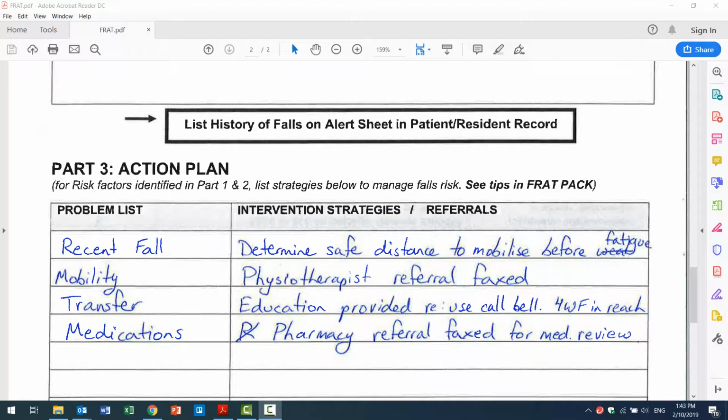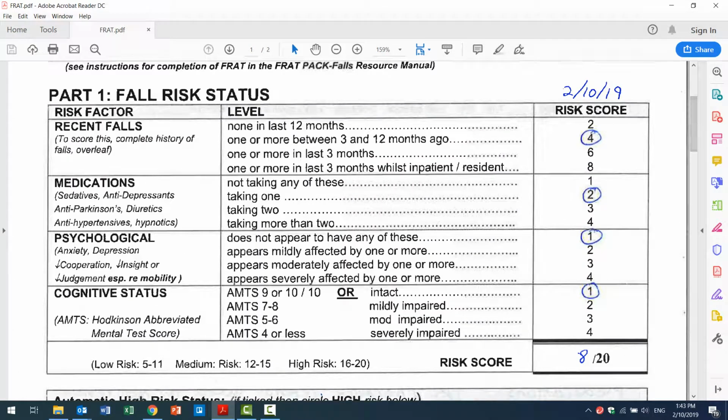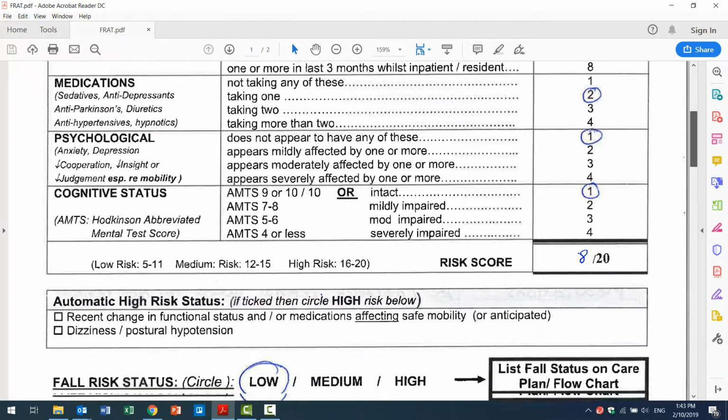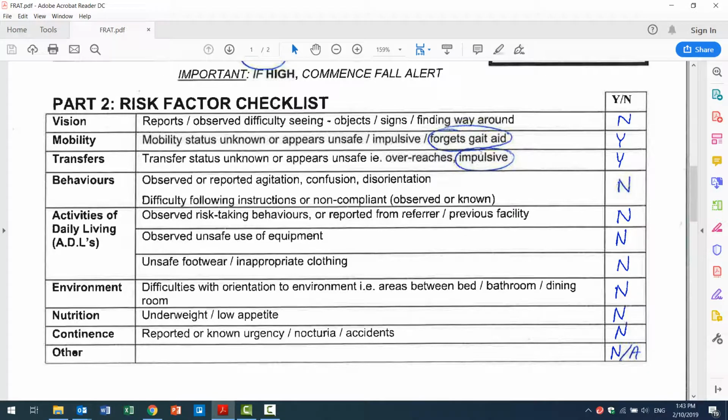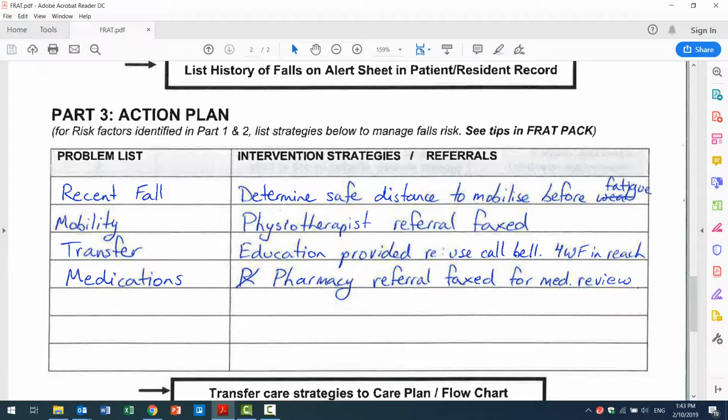So the action plan is based on that first page where we completed part 1 and part 2. So for every section in part 1 and part 2, so looking back to the first page here, anything here that was positive for increasing the falls risk, and moving down here, anything that was positive in here for increasing the falls risk, we are now going to address in this next section. So, has the patient had a recent fall? Yes. The nursing intervention that we will do is determine the safe distance to mobilize the patient before they become fatigued, because he says that his legs gave way.